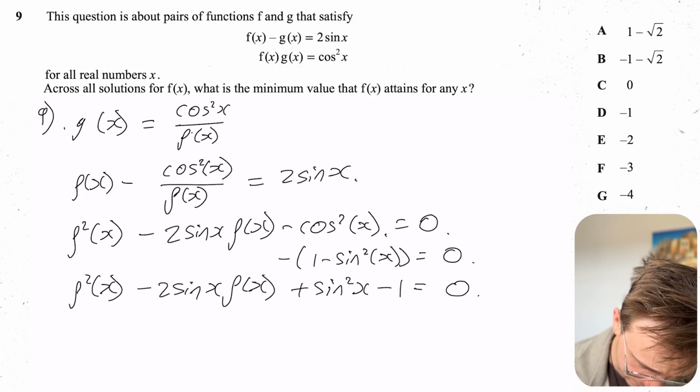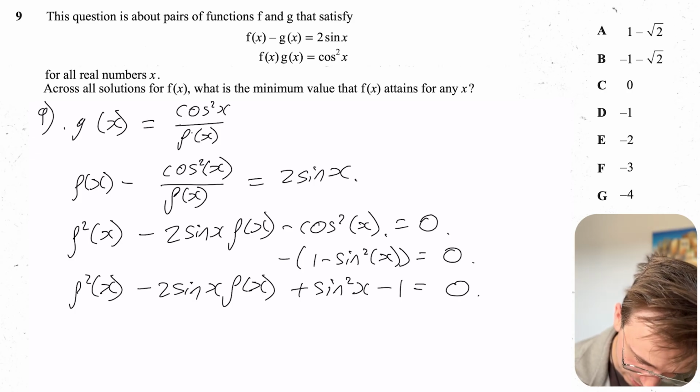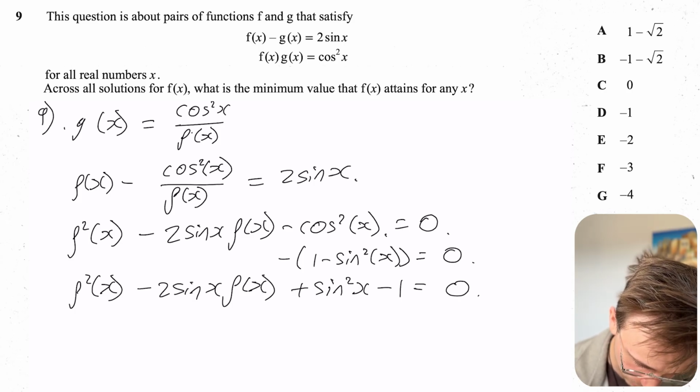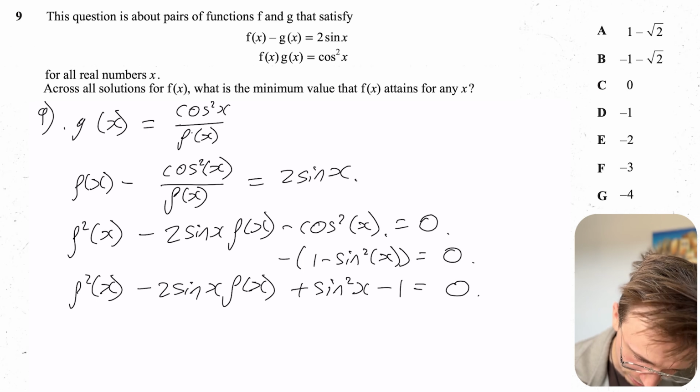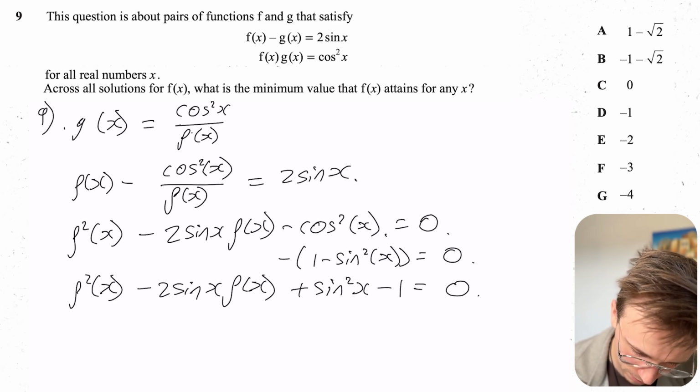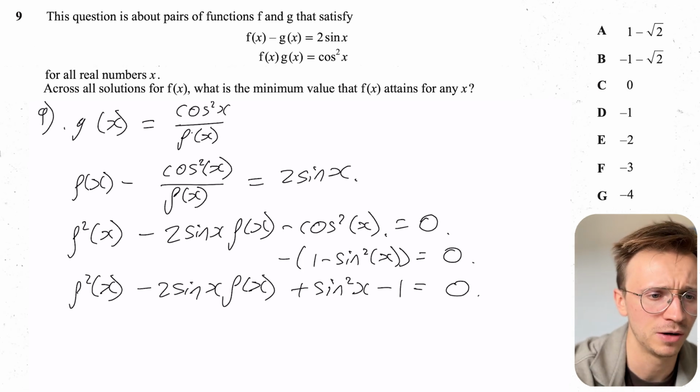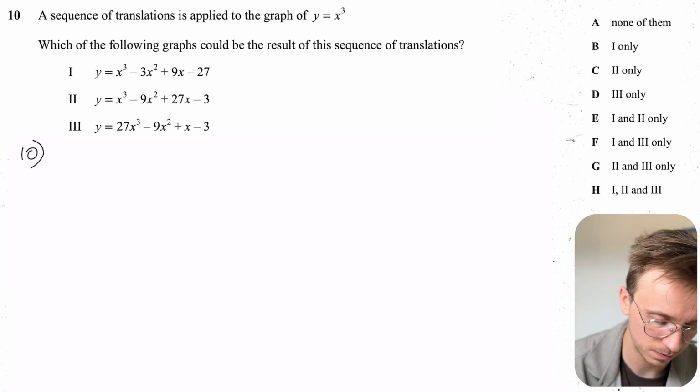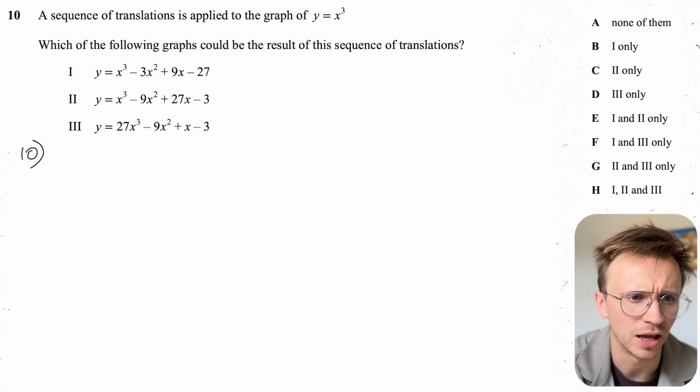Now my instinct is to say that f of x is sine squared of x, and then these will cancel, but then I'm going to end up with a minus 1. I'm going to leave 9. I'm not sure what to do for 9. I'm going to come back to it. Okay, so moving on to 10.